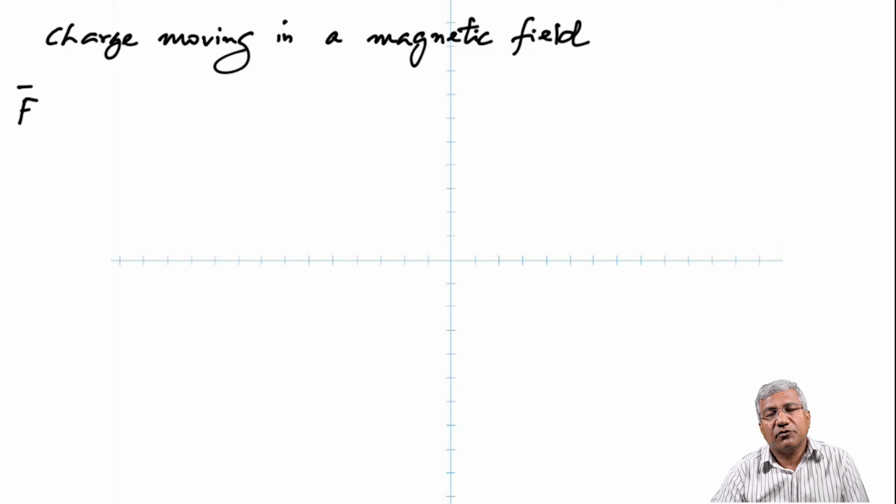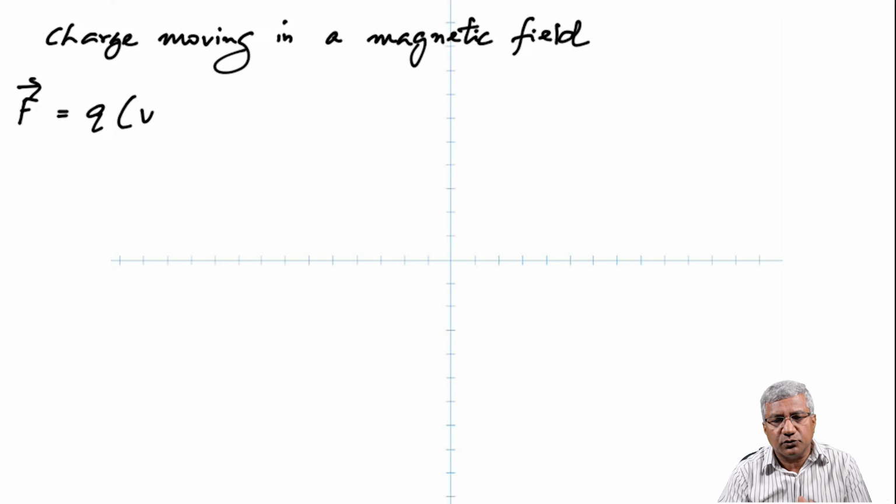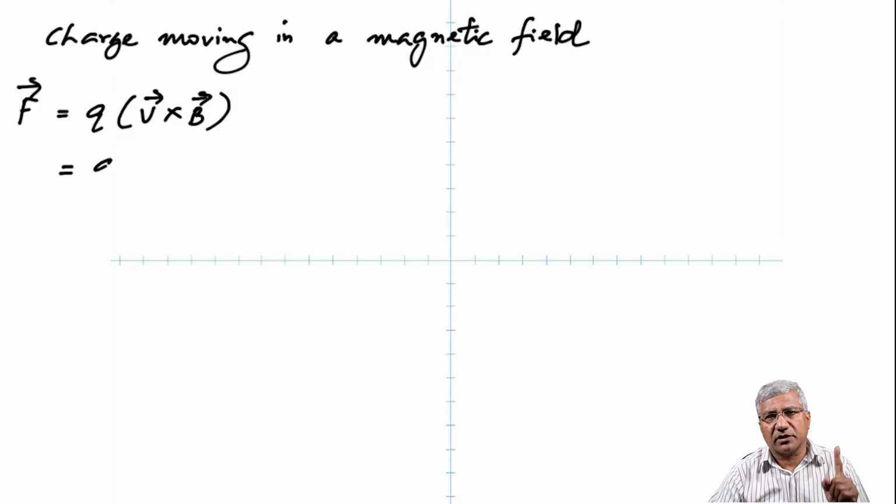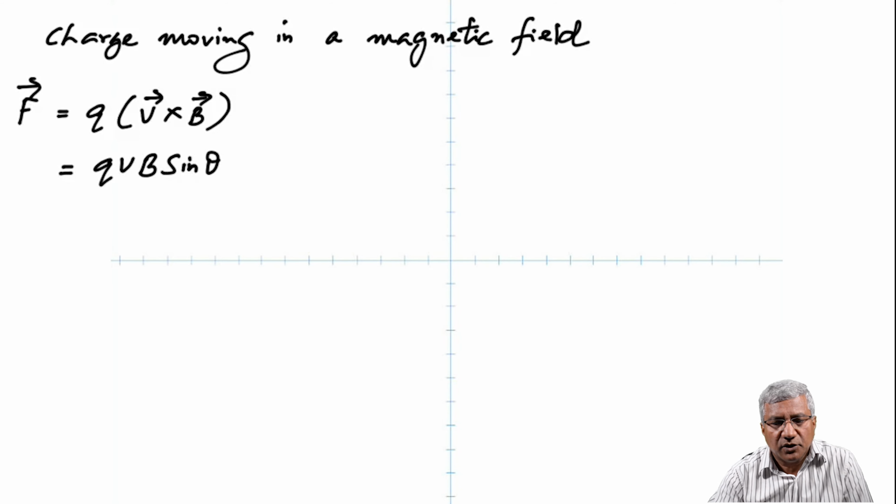We'll get there. First of all, the magnitude of the force is Q V cross B. What's Q? The charge of the particle. V is the velocity of the particle and B is the strength of the magnetic field. Now this can also be written as QVB sine theta, where theta is the angle between velocity and magnetic field. So that's how you calculate the force on a charged particle moving in a magnetic field.